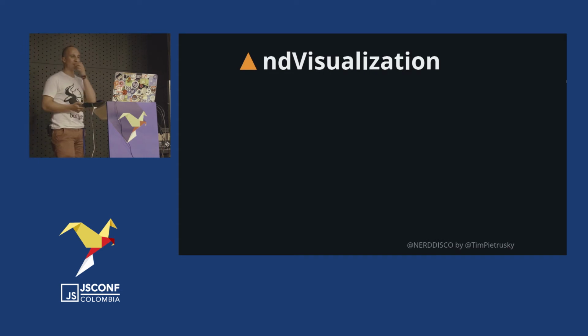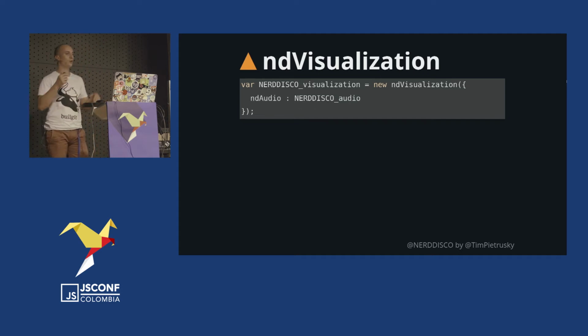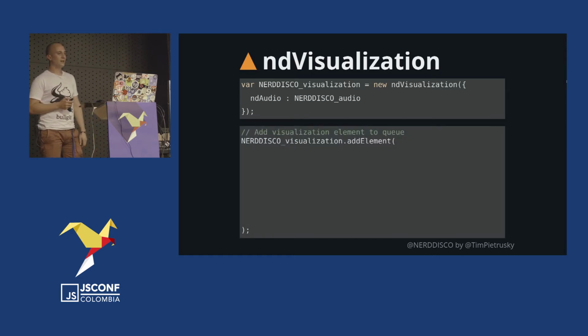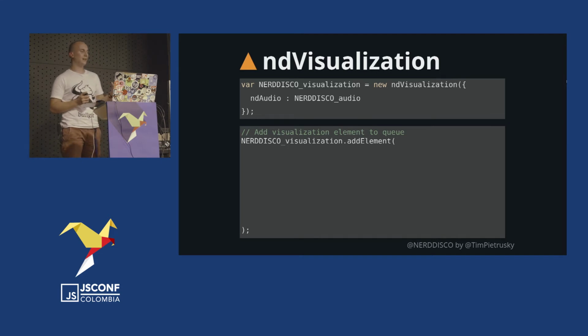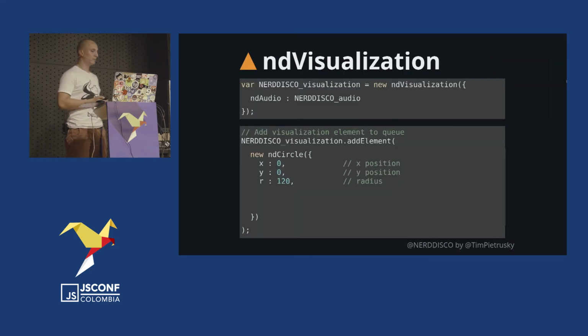But you don't have to worry about this stuff, because I have created an abstraction for this, which is called ND visualization. And there you just create an instance of it and pass in the audio. So the canvas knows what audio is currently processed and can react to this. In the visualization, I also added some kind of queue. And with add element, you can add elements to this visualization queue. For example, the circle, which has some position and the radius and whatever.